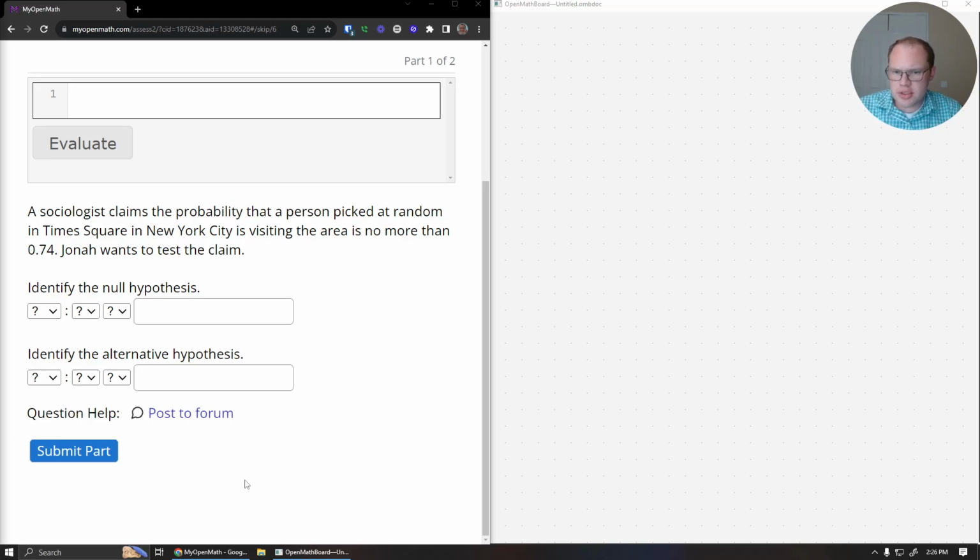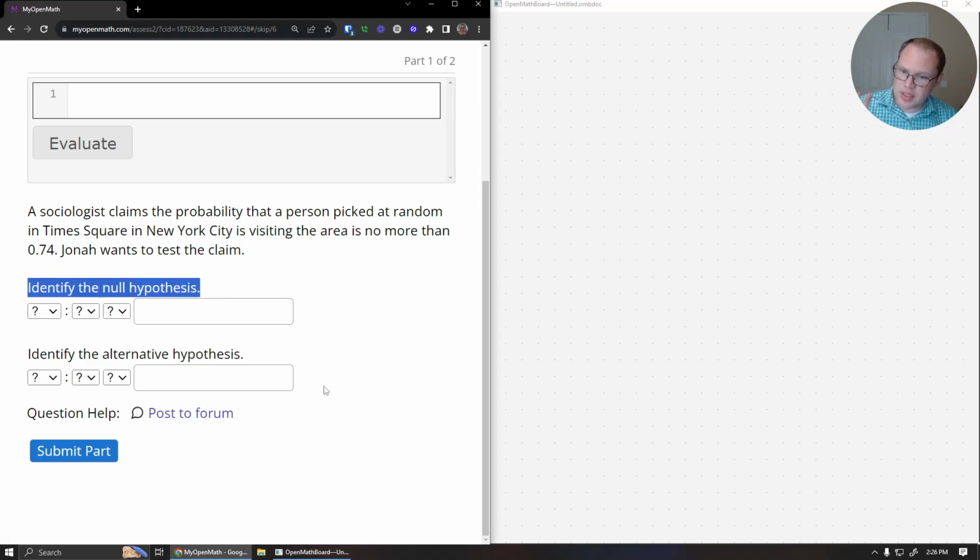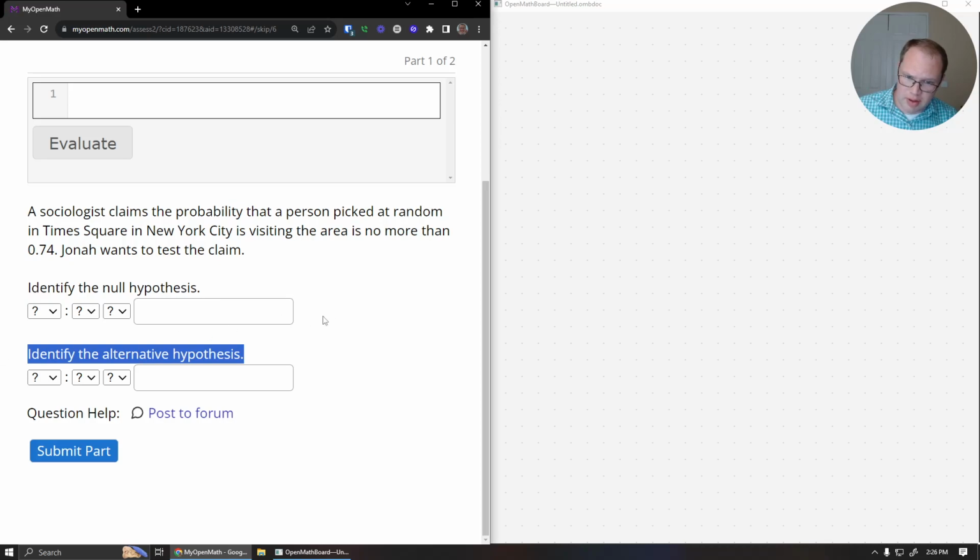A sociologist claims the probability that a person picked at random in Times Square in New York City is visiting the area is no more than 0.74. Jonah wants to test the claim. And we're going to start by doing two things. We want to identify the null hypothesis and we want to identify the alternative hypothesis.